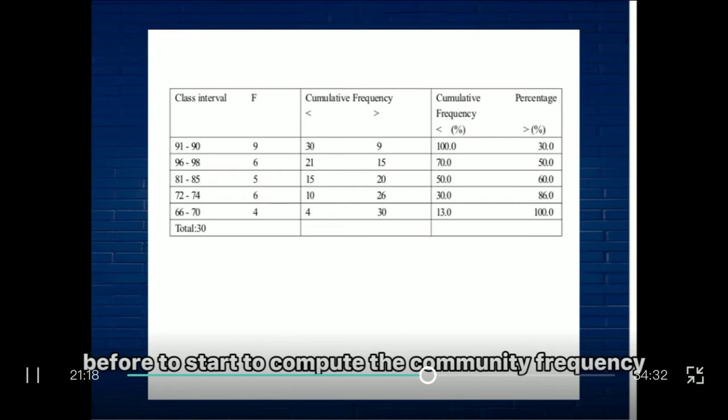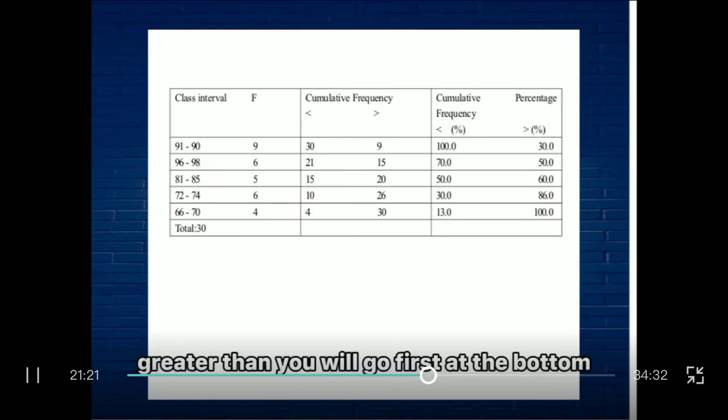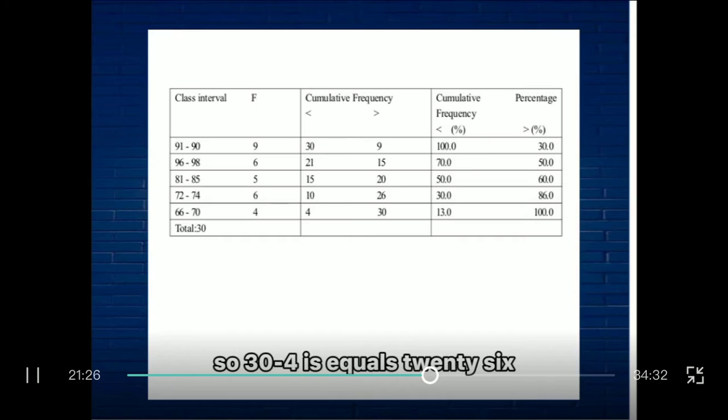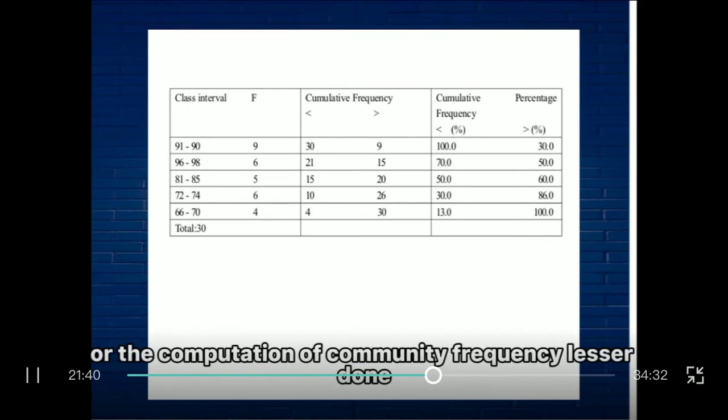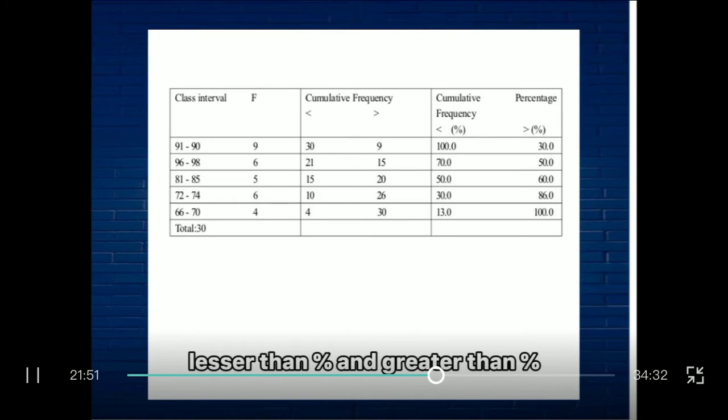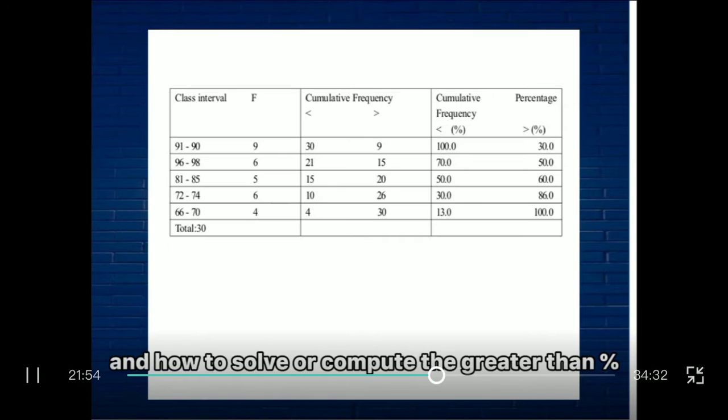And now we are here at cumulative frequency greater than. Before you start to compute the cumulative frequency greater than, you will go first to the bottom. So you must write the 30 at the bottom. So 30 minus 4 is equal to 26. 26 minus 6 is equal to 20. 20 minus 5 equals 15. 15 minus 6 equals 9. And that's the computation of cumulative frequency lesser than and greater than. So let's go to the cumulative percentage lesser than percent and greater than percent.